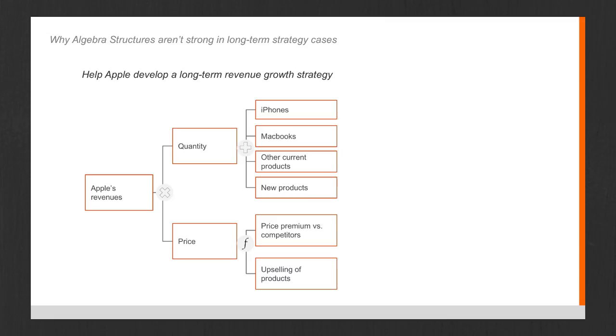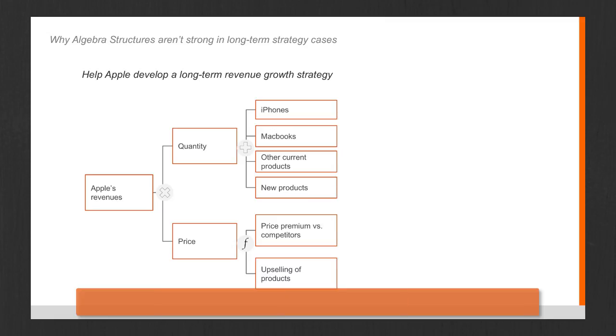Now, there's another problem. Because this problem is long term, there's a huge interrelationship between variables. Just to give you a couple examples. A big reason why people buy Apple's products is because they work so well with each other. If Apple screws up the iPhone business for some reason, in the short term, they're gonna lose the iPhone business.